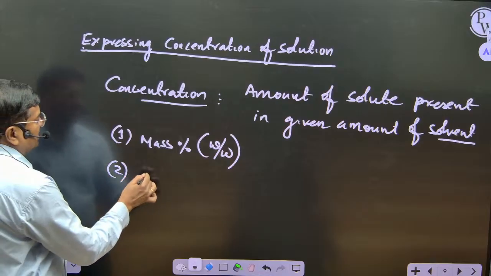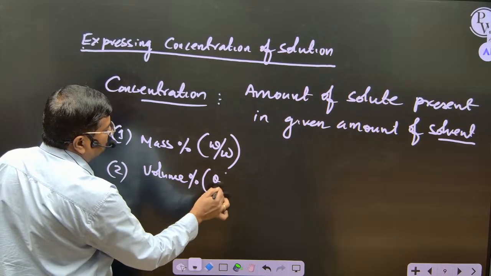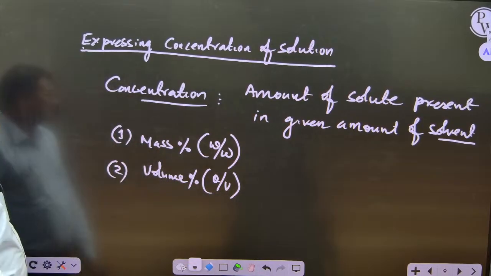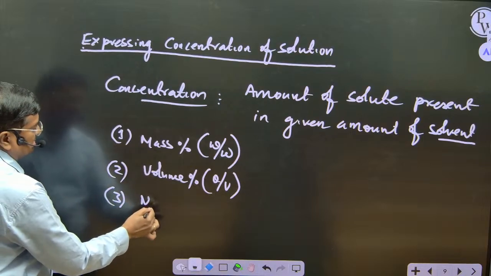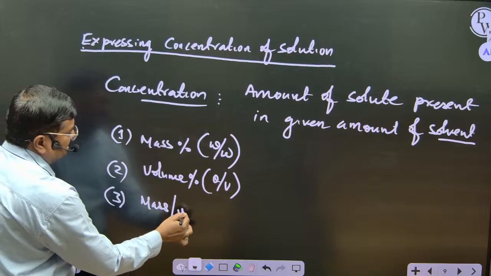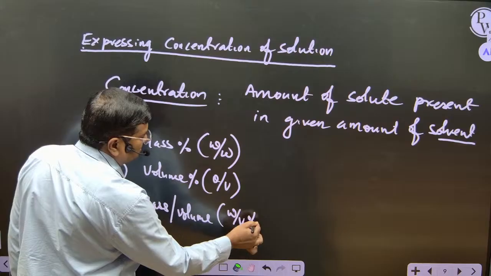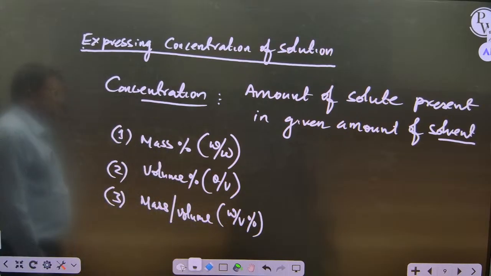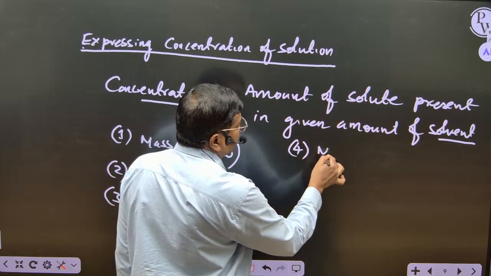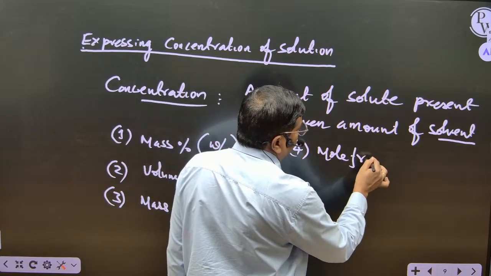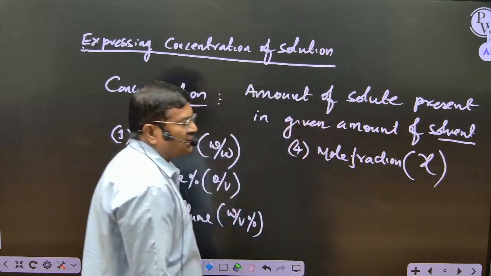The second one is volume percentage. Volume percentage is shown by the symbol small v upon capital V. And the third concentration is mass by volume percentage. Mass upon volume percentage we say. This is shown by the symbol W by V percent. We will discuss all this in the next session. And the fourth one we are having is mole fraction. You know, students, mole fraction is shown by the symbol chi. This is chi, we call mole fraction.